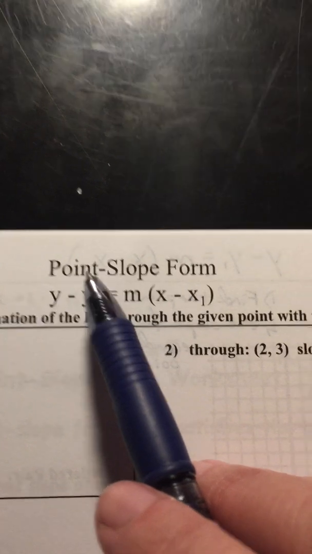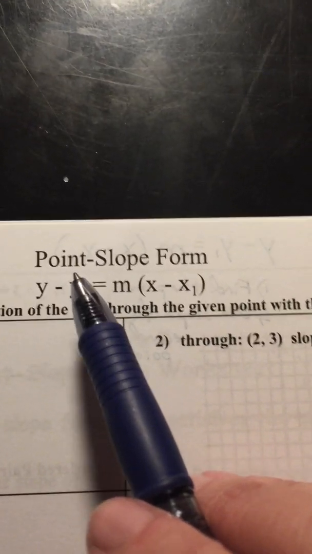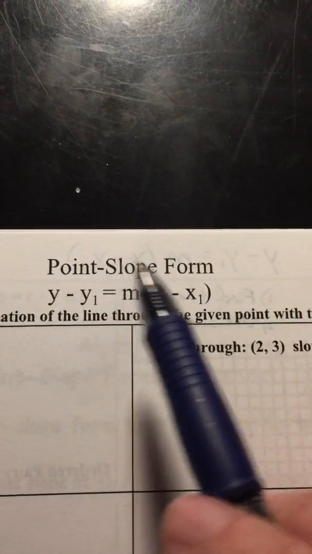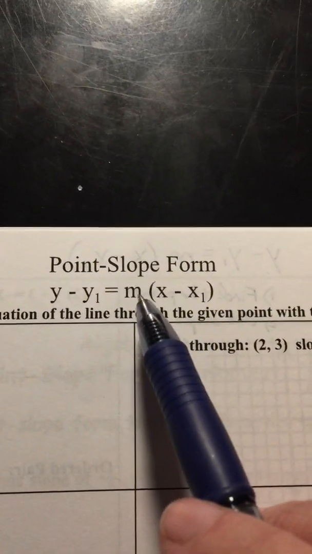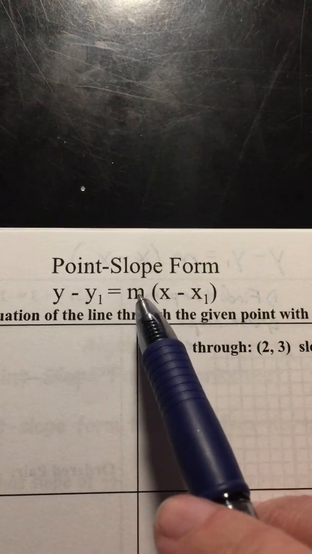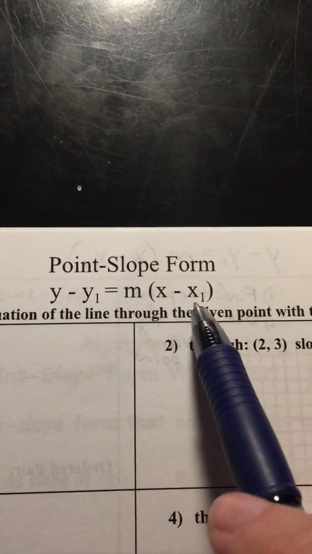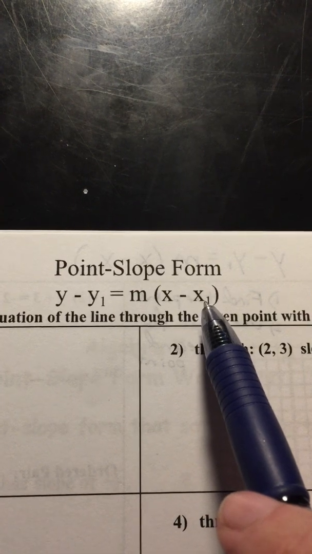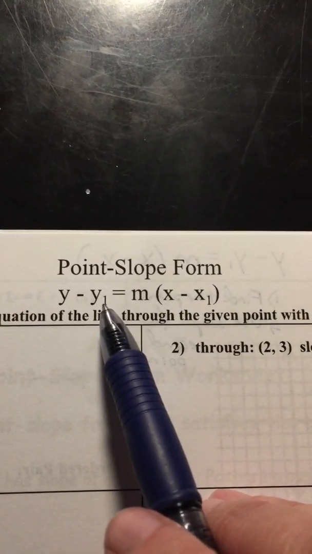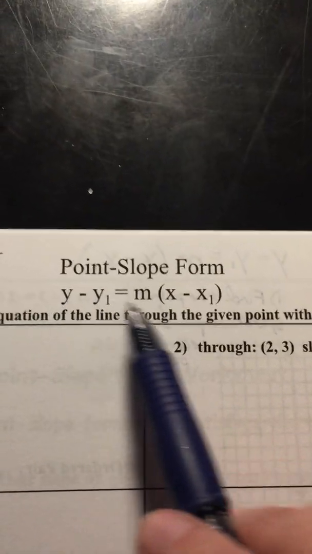However, if we just know the slope, and we know some random point on the line that is not a y-intercept, let's say it's going through the point 1, 3, or maybe 5, 7, we can still write that equation using the point-slope form of the equation. Now you see the m here in the point-slope form, so m is your slope number. That's where the slope number is going to go. This x1 is where the x number goes in your point, and the y1 is where the y number goes in your point.